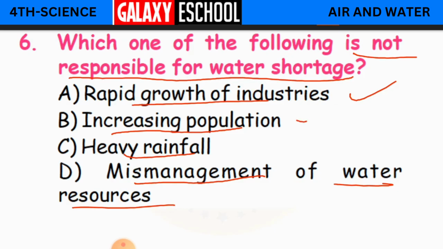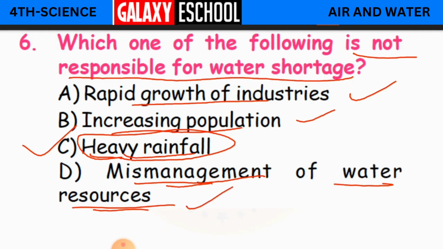And the other option is C, heavy rainfall. This is our answer, because heavy rainfall is nothing but it gives more water. There is no water shortage here. Clear, children? And the mismanagement of water resources, in the sense of wasting water without saving, not using it properly, even this leads to water shortage.